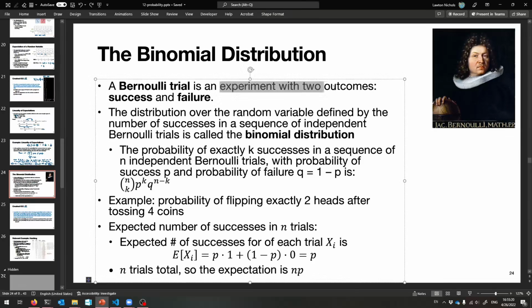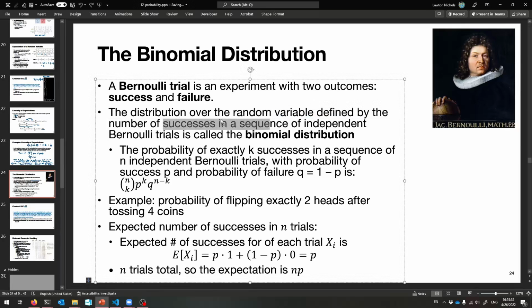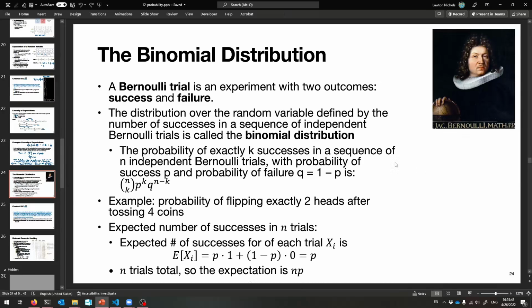Success or failure, we say, is the outcome. Like heads is success, failure is tails, for example. And experiments with only 2 outcomes are also called Bernoulli trials. Okay? This is the dude who invented this binomial distribution. And so let's talk about it. The distribution over the random variable defined by the number of successes of you doing a bunch of these Bernoulli trials, flipping a coin, for example, that's called a binomial distribution. So we're caring about how many times we can get a success, how many times we can get heads. Like if we flip a coin 10 times, for example. So think, because these are 2 outcomes, the easy thing to think about is coin flipping.